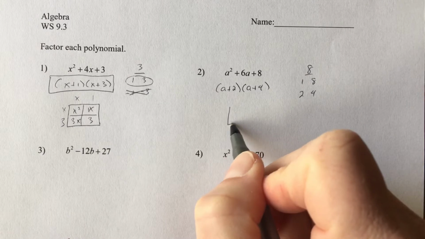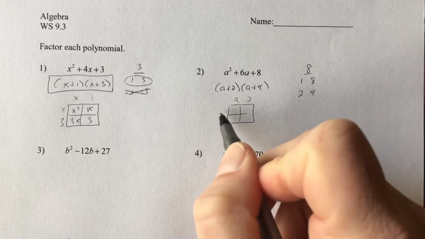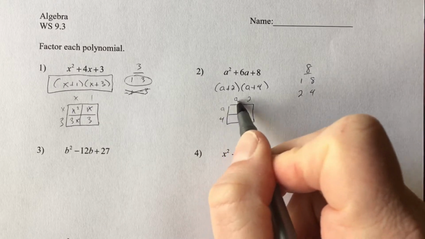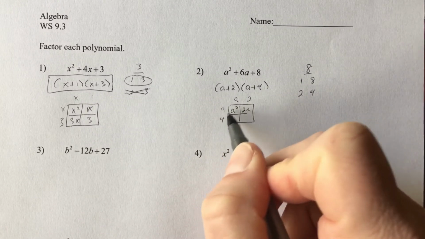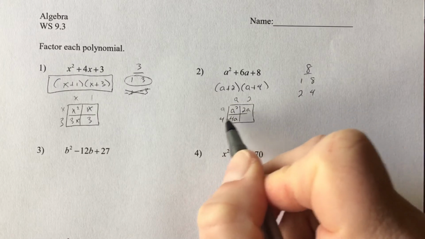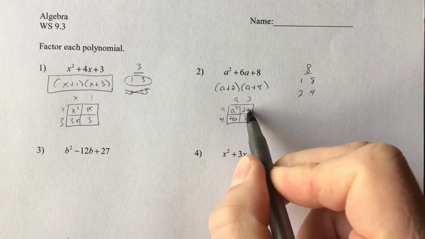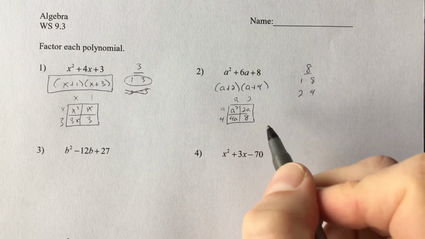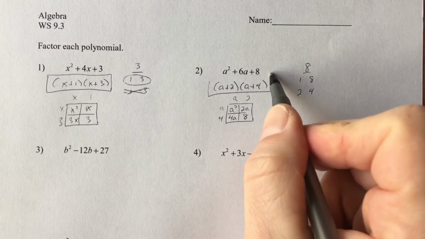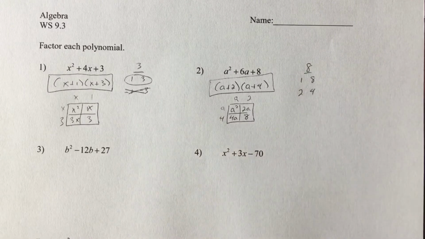If I were to check that out, I'd have a, 2, a, and 4. A times a is a squared. 2 times a is 2a. 4 times a is 4a. 4 times 2 is 8. Here's your a squared. It's 4a and 2a makes the 6a. And then we have the 8 that's in the back. So again, this is right here where we're trying to go. This is just to check our answer and see if we did it correctly.